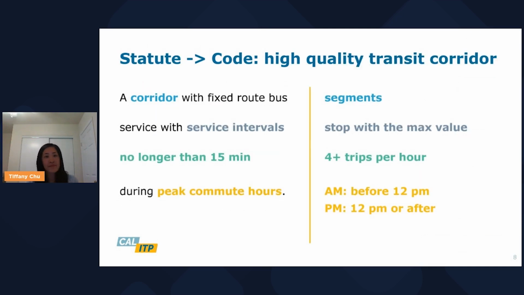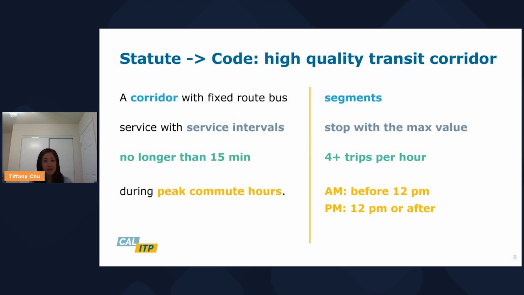So I'm going to walk through some of the text of the legislation and help translate that into maybe more discrete code concepts that we can use. So the definition of a high quality transit corridor is a corridor with fixed route bus service with service that's at least every 15 minutes during peak hours. And the idea of corridors is very nebulous. So we bring in this concept of equally sized line segments.